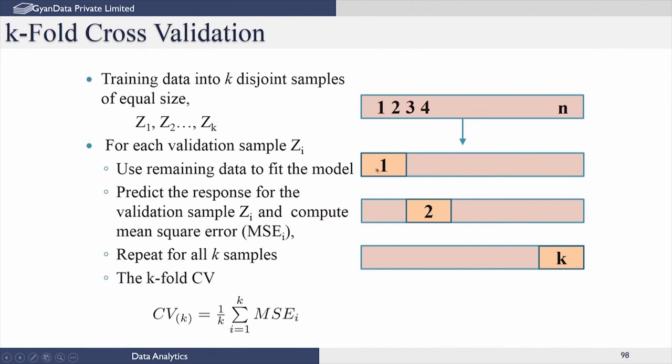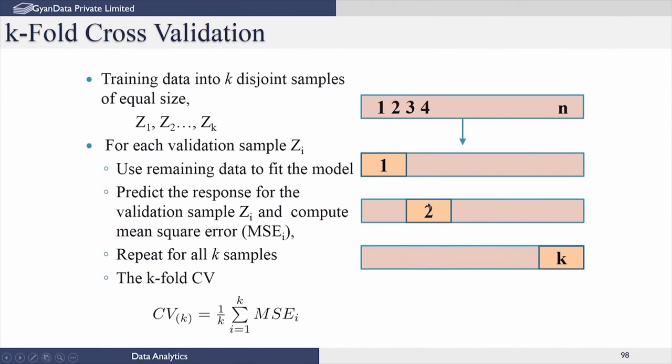So for example, in the first case we will leave out the first 4 samples belonging to group 1 and use the remaining samples to build a model for whatever choice of the parameters we have used. Let us say we are building a linear model: we will use the remaining groups, build the linear model and then predict for the set of samples in group 1 that was left out, and compute the MSE for this group.